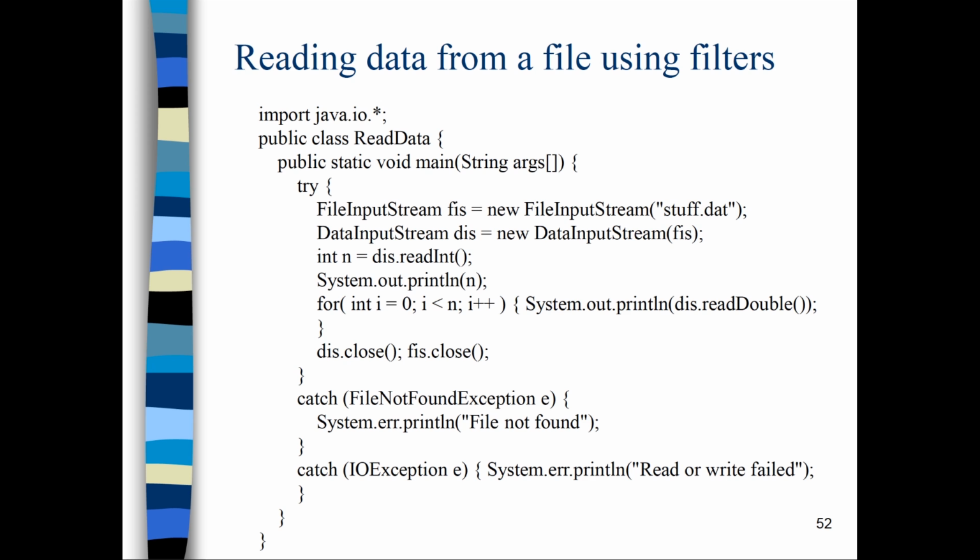Reading data from a file using filters, same thing. So we create a file input stream, we pass that object to data input stream, we read it and print it line by line using this System.out.println(dis.readDouble()).